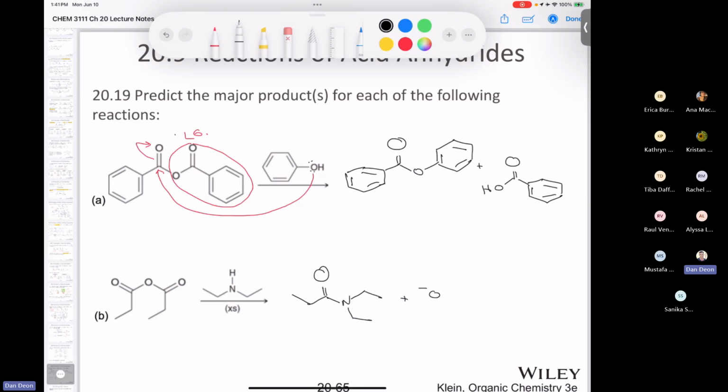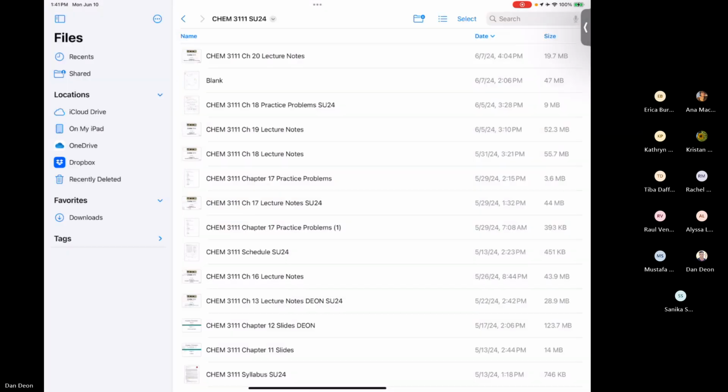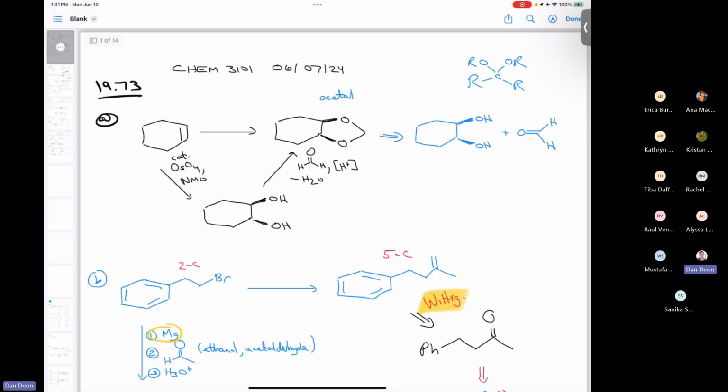Plus, we're going to end up with the carboxylate, and we're also going to end up with the ammonium ion like this. Now, before we go any further, if you're struggling with this, when do I need a base? When do I not need a base? Let me show you. If we just go to a blank document here, I'll kind of walk you through it.